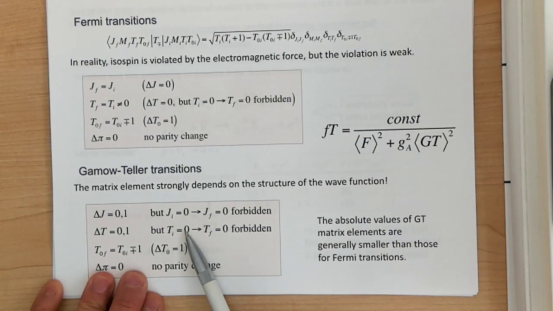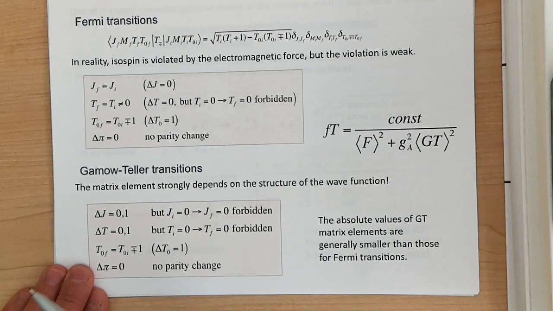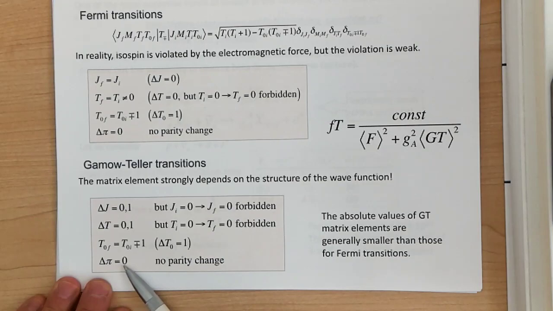Similar to what we had for the Fermi transitions, the change in the Z component of isospin must change by plus or minus 1. By the way, if you're confused about what I mean by the Z component of isospin, it means whether it's a proton or a neutron. Also for the Gamow-Teller transitions, the change in the parity is 0.